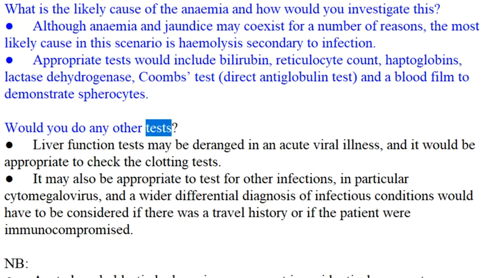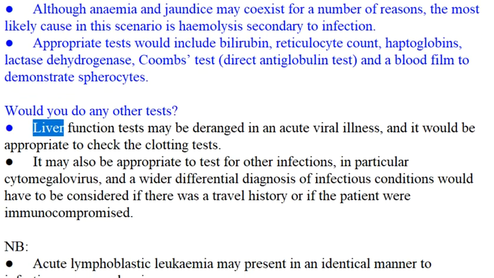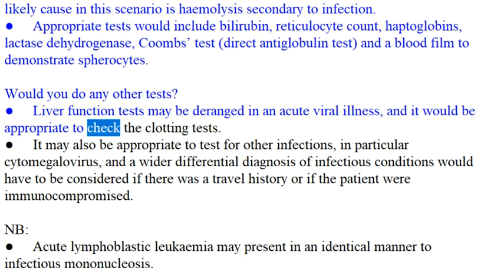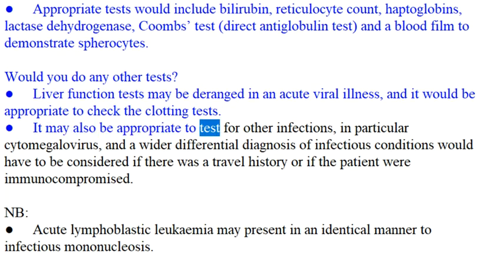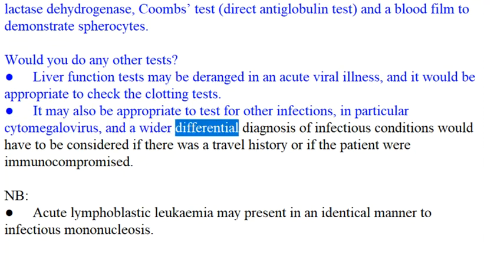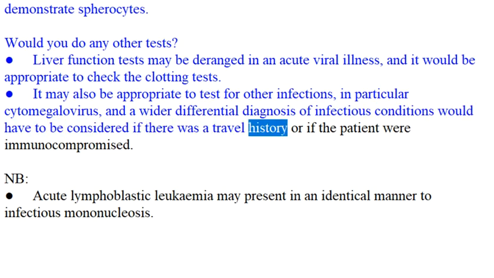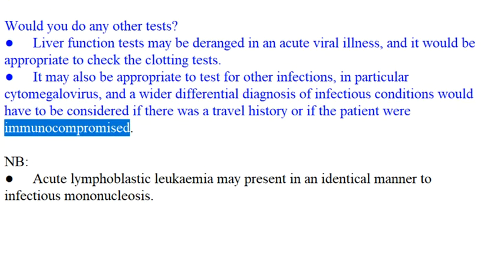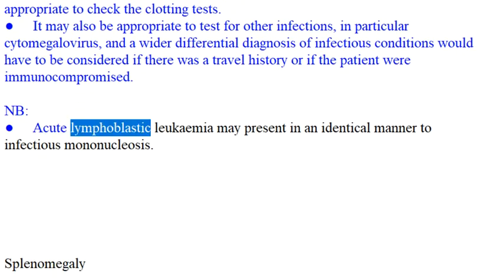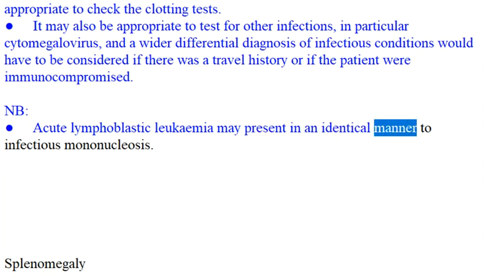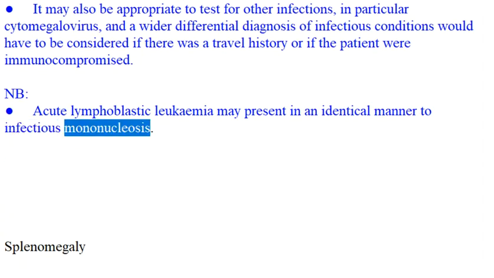Would you do any other tests? Liver function tests may be deranged in an acute viral illness, and it would be appropriate to check the clotting tests. It may also be appropriate to test for other infections, in particular cytomegalovirus, and a wider differential diagnosis of infectious conditions would have to be considered if there was a travel history or if the patient were immunocompromised. NB. Acute lymphoblastic leukemia may present in an identical manner to infectious mononucleosis.